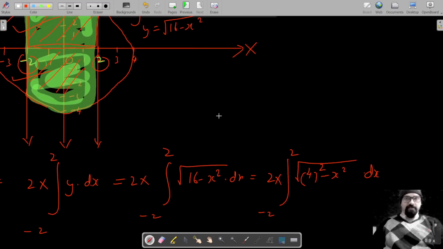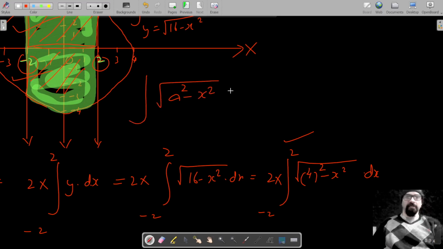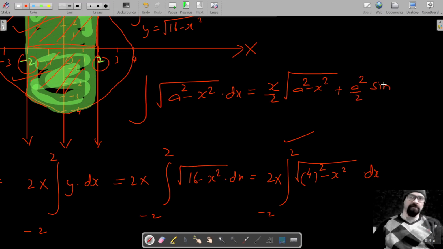Now this is a known form, where the integration of under root a square minus x square into dx is given by x by 2 under root a square minus x square plus a square by 2 into sine inverse x by a plus c.